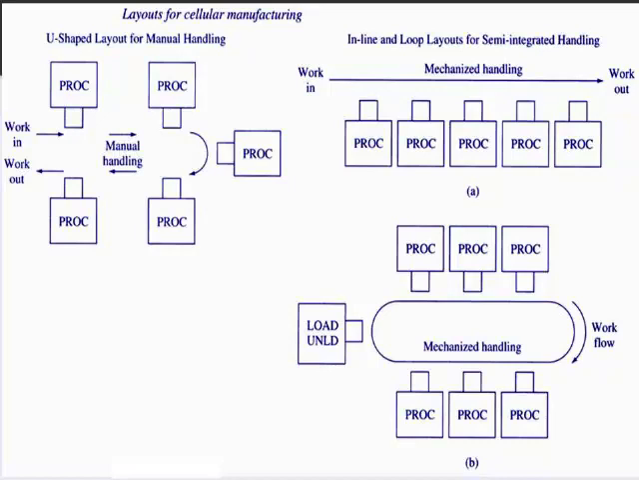In another layout, which is called a loop layout, machines are kept on one side and the opposite side, like a conveyor kept as a loop. The work parts are moved on the conveyor and the machines are placed along the conveyor. The loading and unloading can be done at the same place.